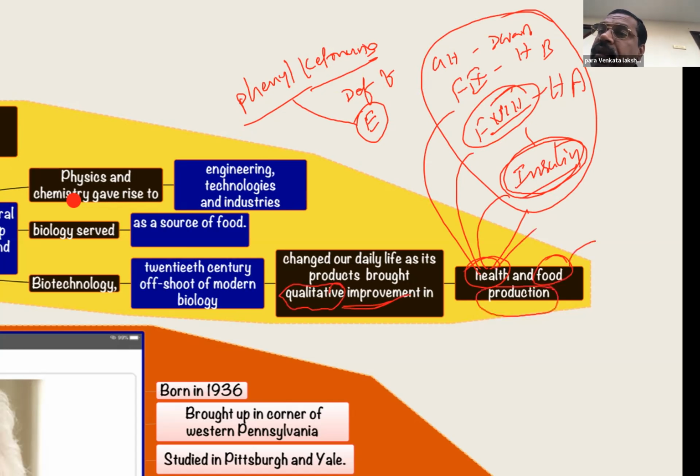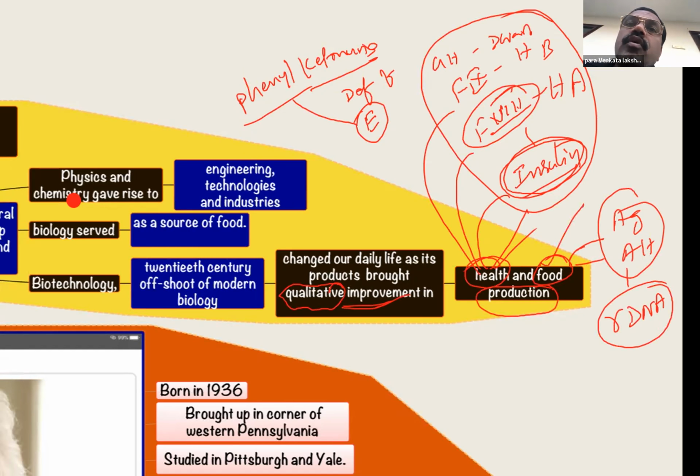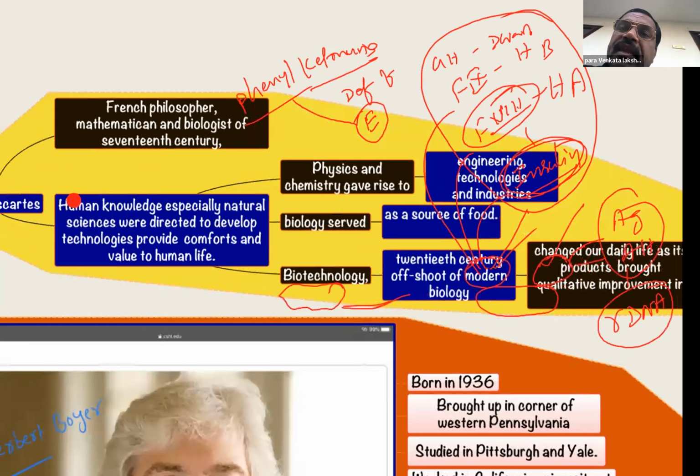Food production: even in agriculture and animal husbandry, recombinant DNA technology is helpful. That is how our food production will change. So who is the person who identified these things? The knowledge gained in the natural sciences will be helpful, maybe physics, chemistry, or biology. If the technology is there in physics and chemistry, then a number of industries came. Then in biology, biotechnology, which in the 20th century is the offshoot.